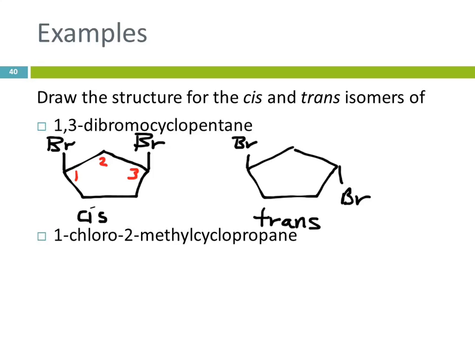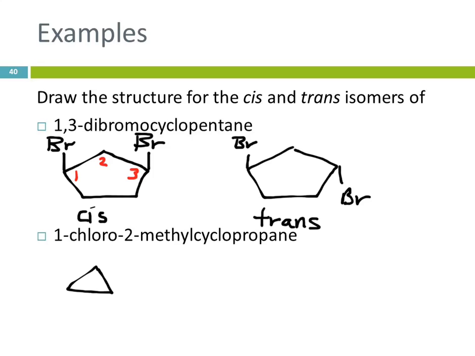So let's do this one. 1 chloro, 2 methyl, cyclopropane. So drawing structures from the names, it's usually best to start at the end of the name and work forwards to the beginning of the name. Just like when we write the names from the formulas, we always start with the end of the name. So propane is how many carbons? 3. So this is going to be a triangle.